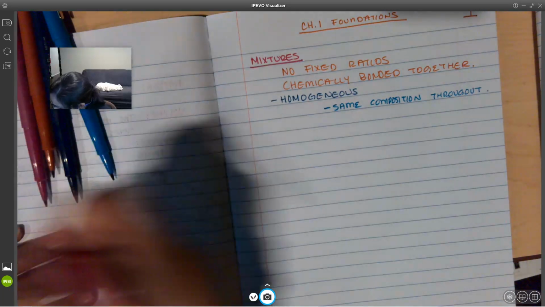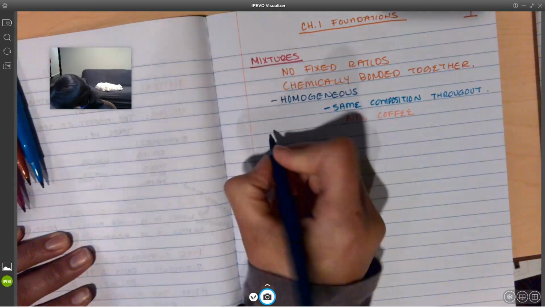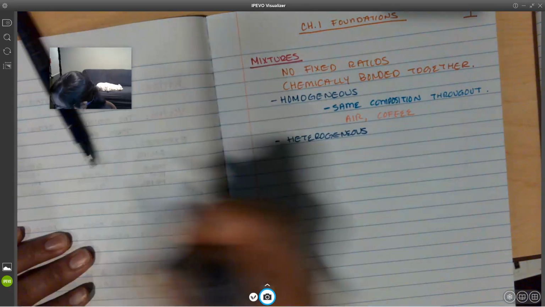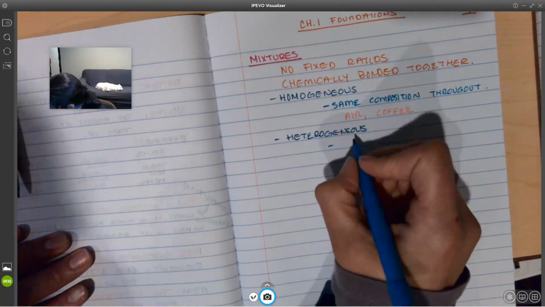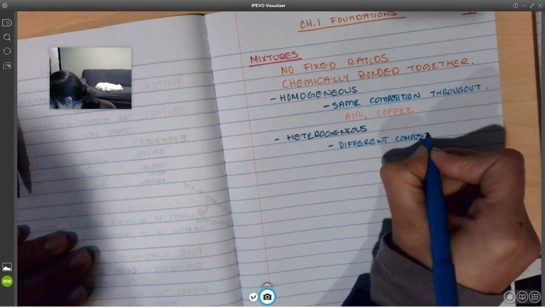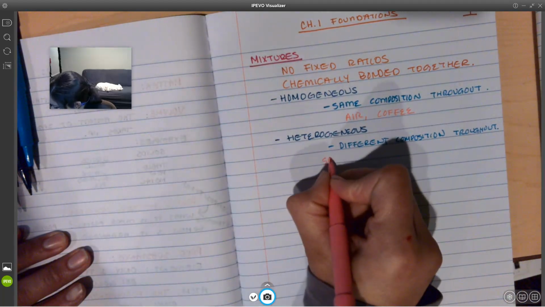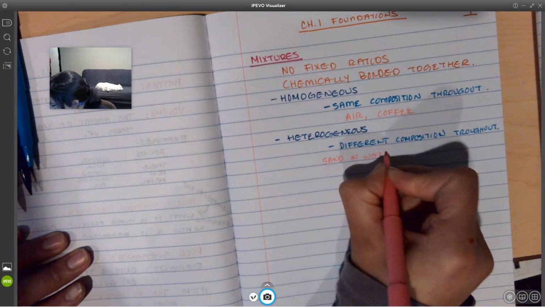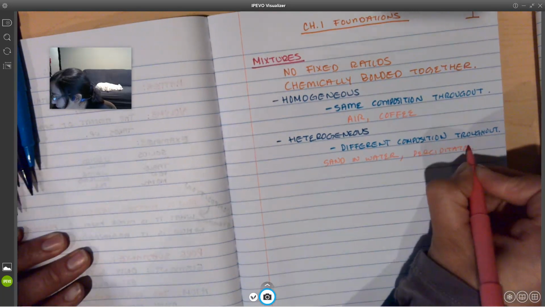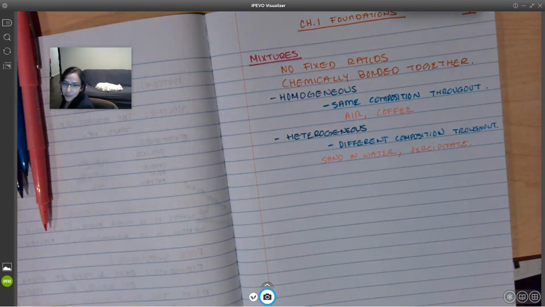Okay. And the examples that we used was air, and coffee. We could also have a heterogeneous mixture. And heterogeneous means having different composition throughout. You could separate it. So sand in water was one of those examples that we did, and a precipitate. So something that forms inside of water. Or pulp inside of orange juice. That's another one that you see in regular life.